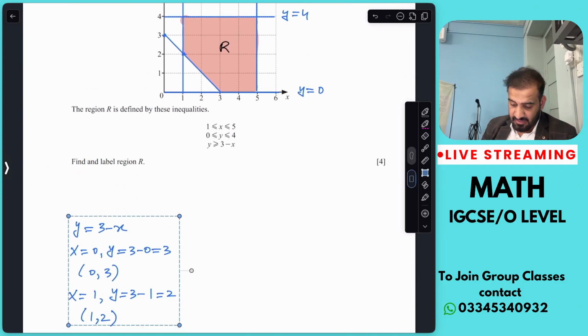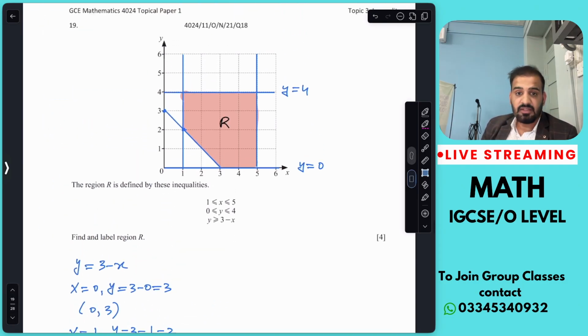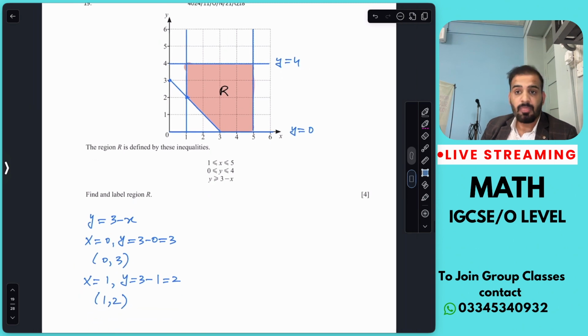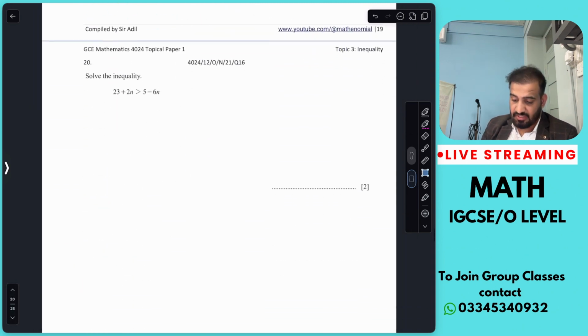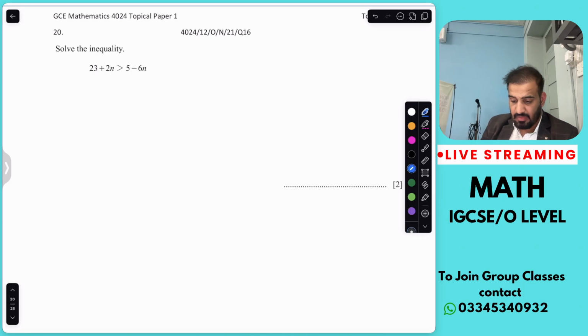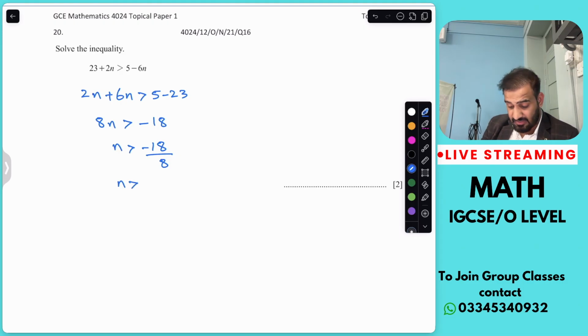आपने सारे steps यहाँ पे करने हैं, ठीक है? This was question 19. Moving on to question 20. It is 2n plus 6n greater than 5 minus 23. So 8n greater than 5 minus 23 is going to be minus 18. And then we have n greater than minus 18 over 8, n greater than minus 9 over 4.